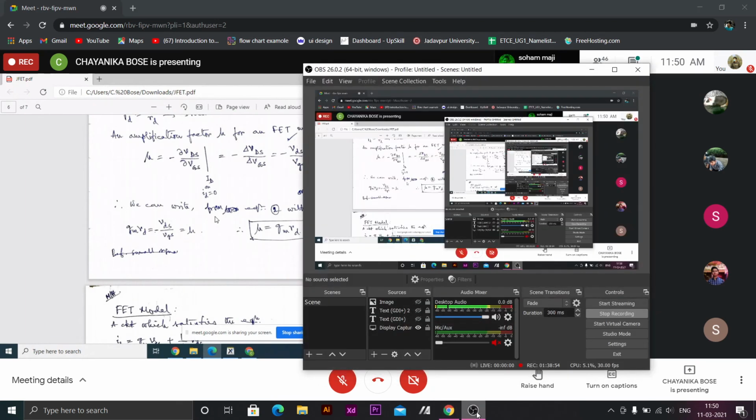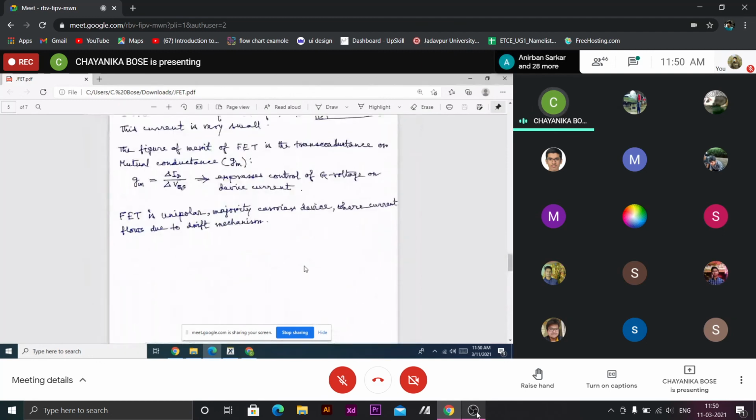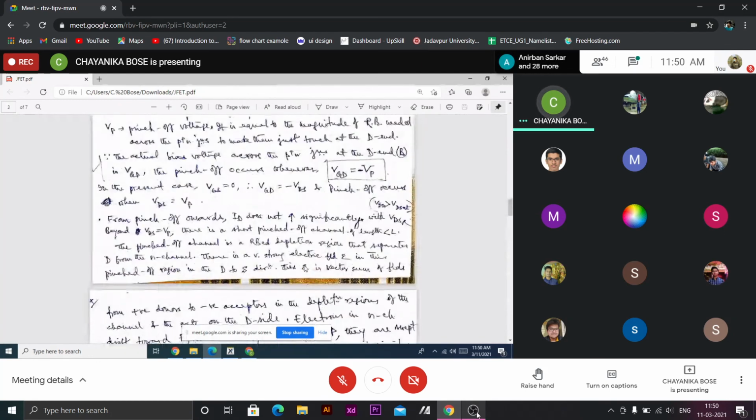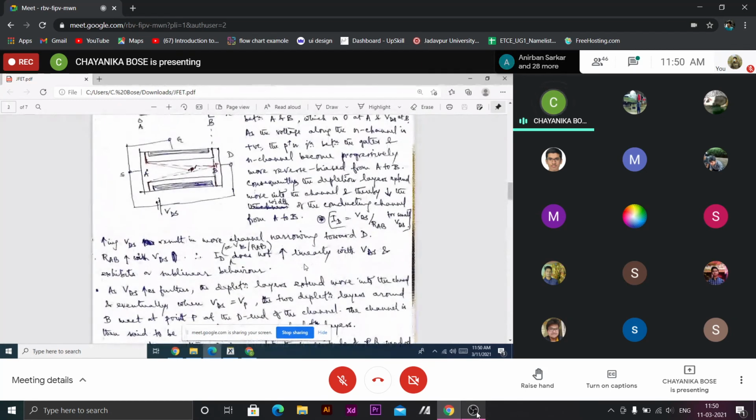What time is it? 10 minutes. Okay, so I am teaching this now and the rest next day. So for FET operation, go through this note, see whether it is clear or not, point out the regions, and ask me next time.